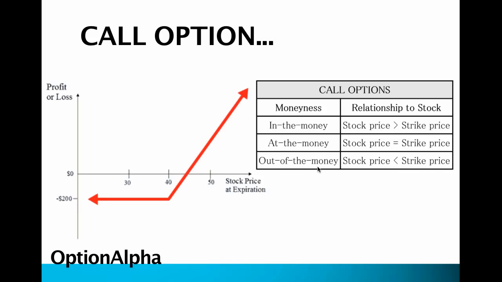And then finally, we have an out of the money option. In this case, the stock price is going to be lower than the strike price. So if we have a stock price of 30 and our strike price is 40, then that is clearly going to be very much an out of the money call. The call hasn't even been close to the market price. The market has to rally considerably for that option to make money.